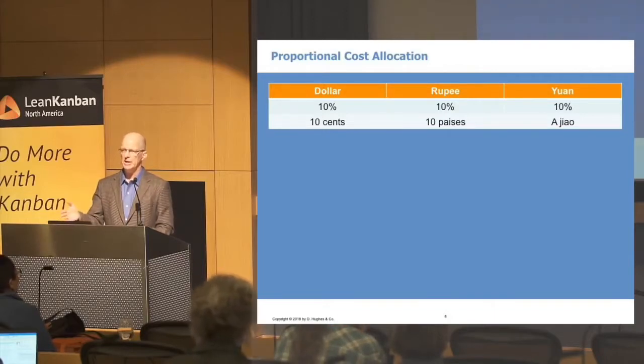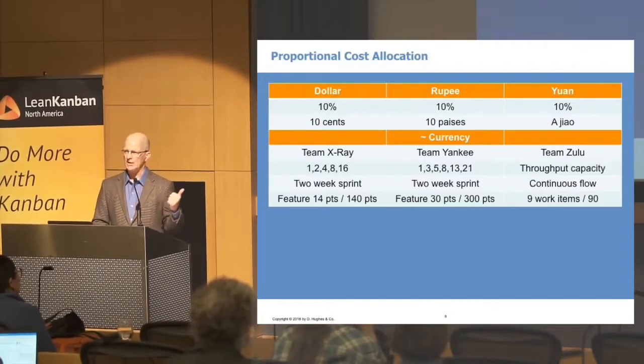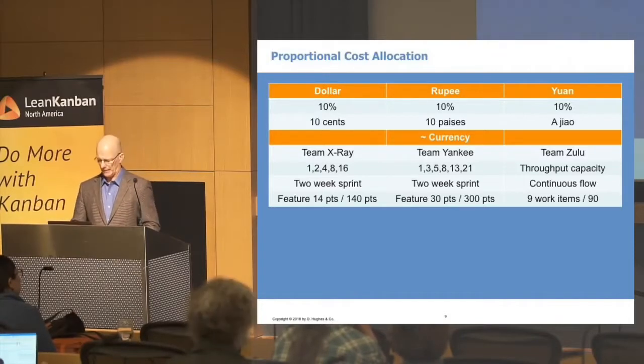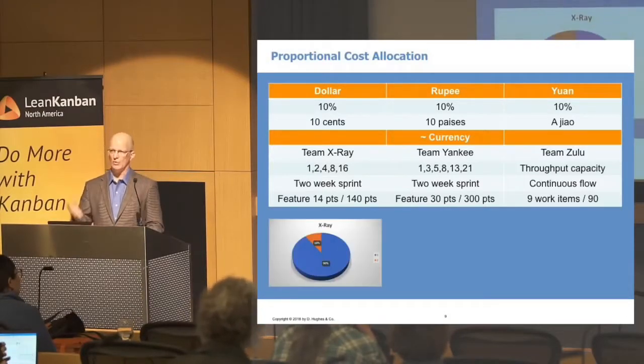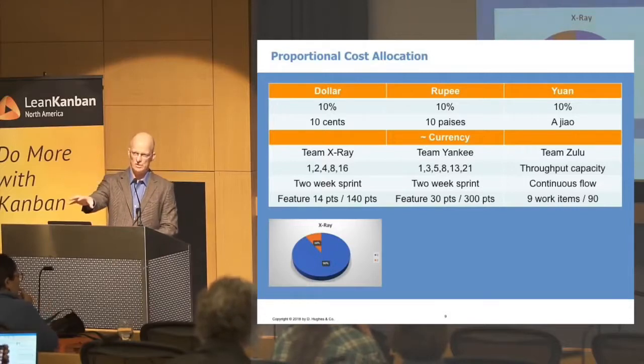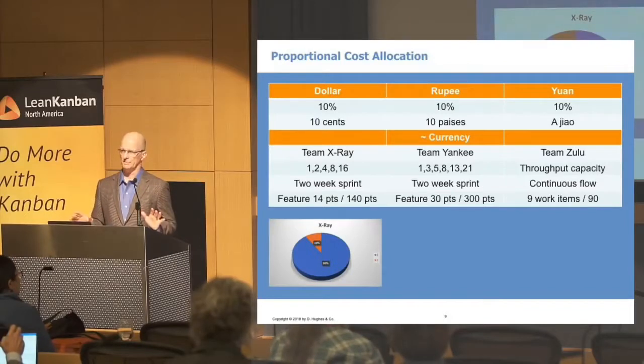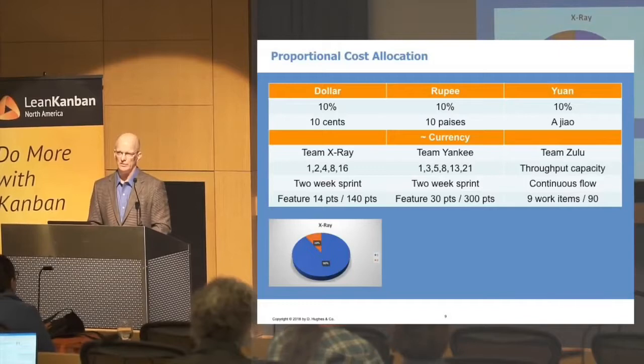If you look at each team as some sort of national currency, you'll see you don't have to translate it all to a common dollar number. Team X-Ray has one scale, Team Yankee has another, Team Zulu has yet another. But when it all boils down to it, within each cost resource, 10% is 10%. So 10 cents, 10 pesos, a jiao. They're all the same. And you apply the fixed time, fixed cost paradigm through that, and you end up with a fully normalized cost model for accepted value.